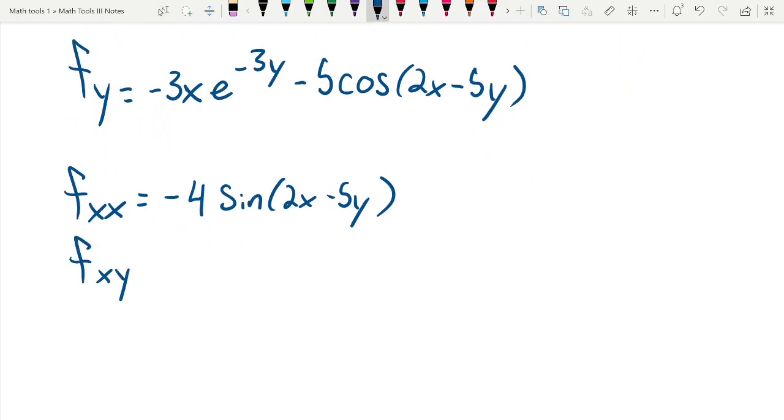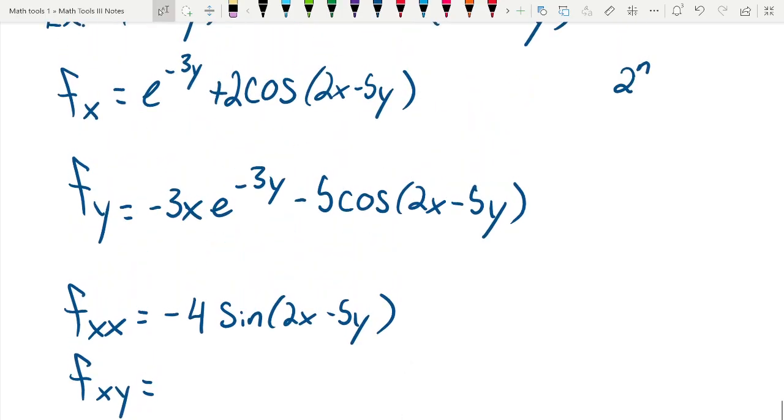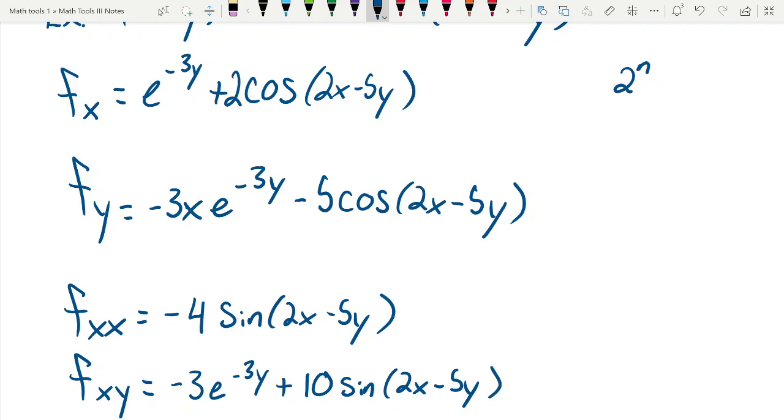And then we'll do f of xy. So here, differentiating this with respect to y. So we're going to have negative 3e to the negative 3y. Here, the chain rule will give us a negative 5 out front. And then the derivative of cosine is negative sine, so those two negatives will cancel, and this will be 5 times 2, so 10. So 10 sine of 2x minus 5y. Okay.